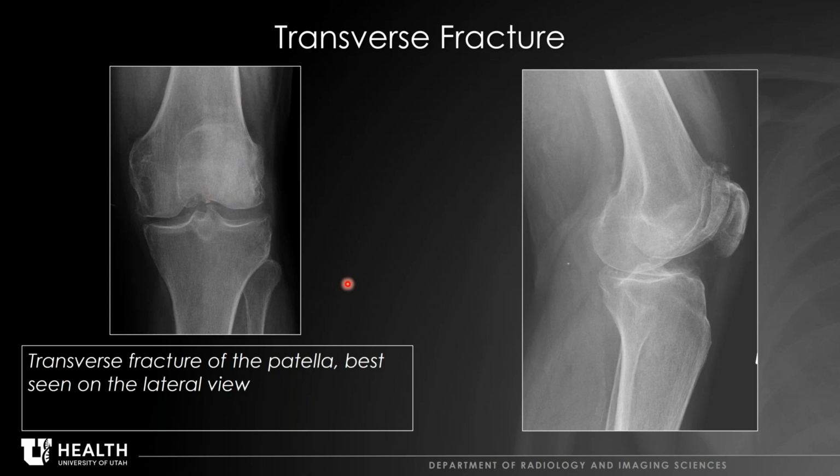We add the sunrise view or the patellar view, which is taken from the top of the knee and highlights the patella. And that's one where we would see a transverse or longitudinal fracture going up and down in the craniocaudal plane instead of this in the transverse or axial plane. So this is a transverse fracture of the patella.